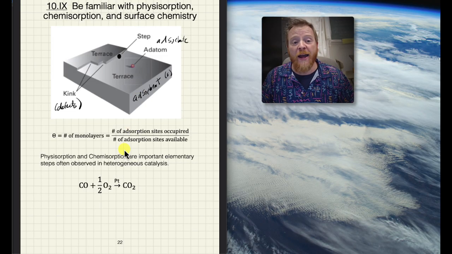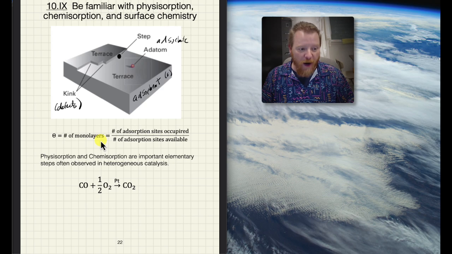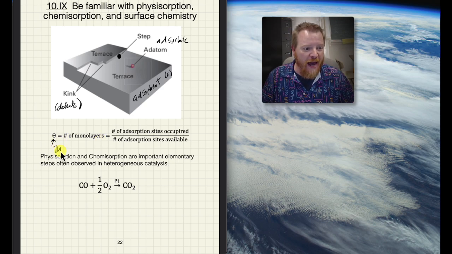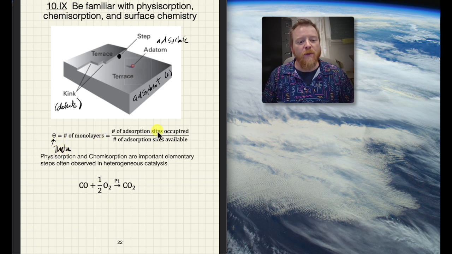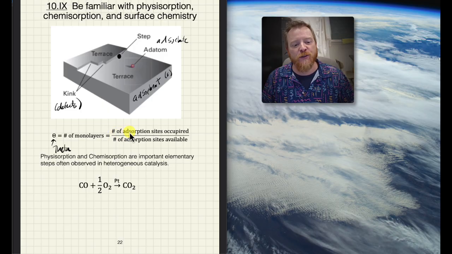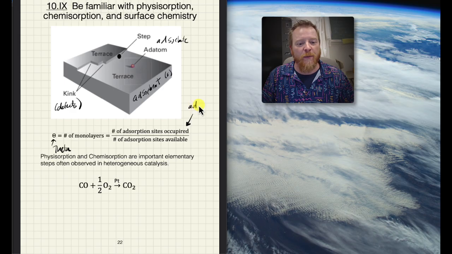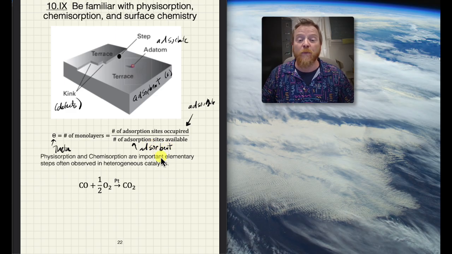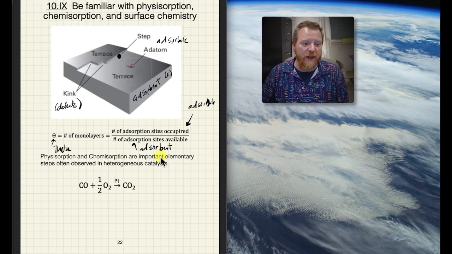So we quantify how much adsorbate has adsorbed by the number of monolayers. So that is a capital theta, which by definition is the number of adsorption sites occupied. So that's referring to how many adsorbate molecules have condensed versus the number of adsorption sites available. And so that's related to the adsorbent. So how many sites are available from the adsorbent.